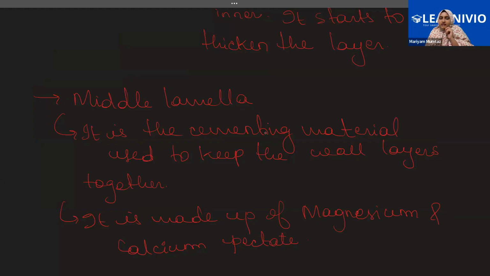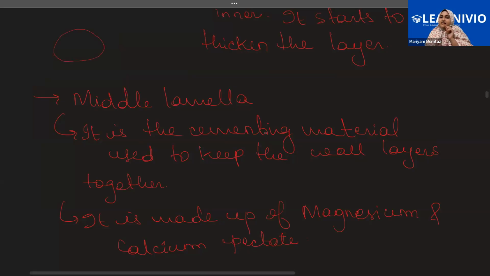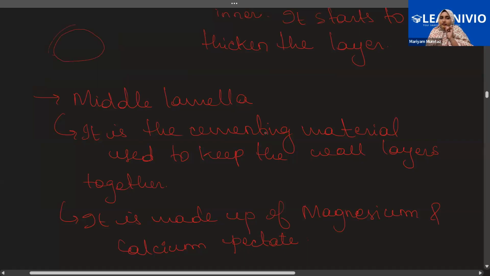See, for example, if the cell is forming, first the primary cell wall is made. During this time, the cell is young. But now when the cell matures, then another cell wall will be arranged. Oh, that will be on top of the first one. Yeah, and in between them, the middle lamella will be present.